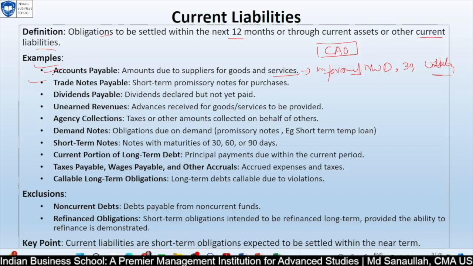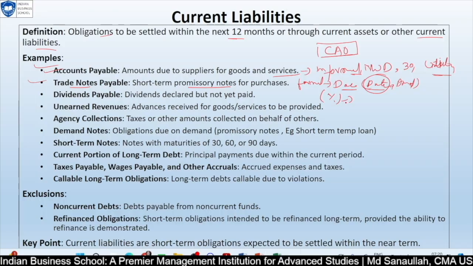There is a difference between accounts payable and trade notes payable. Trade notes are normally formal. When you agree to pay, like a promissory note, you have a written document saying that I will pay you on a particular date and how much amount. That is why this is formal, and if you do not pay, you have to bear interest if you go beyond the date of payment. All this kind of stuff is mentioned in the trade notes payable.